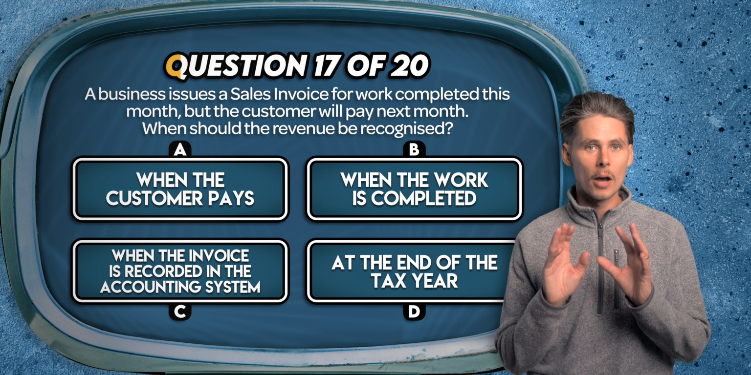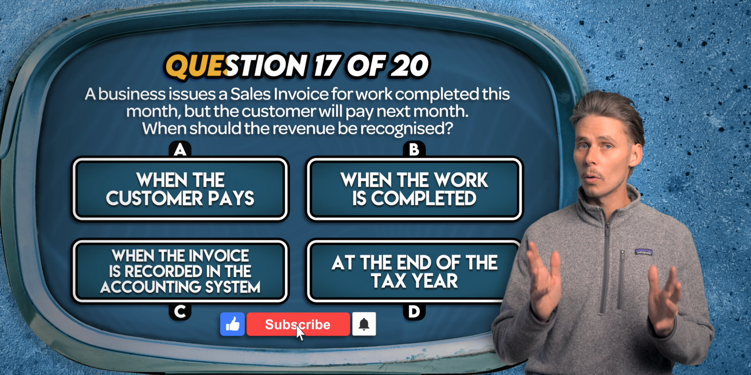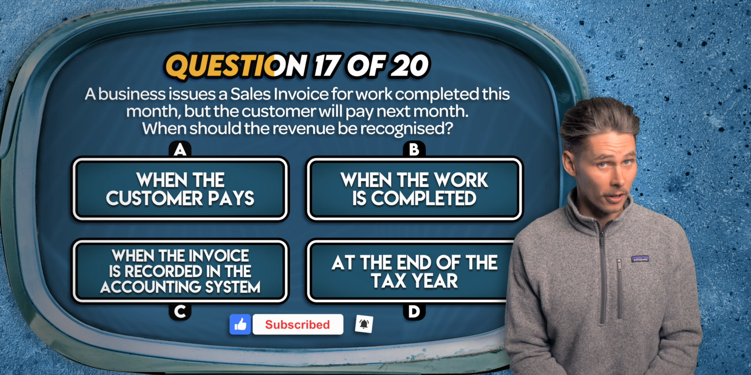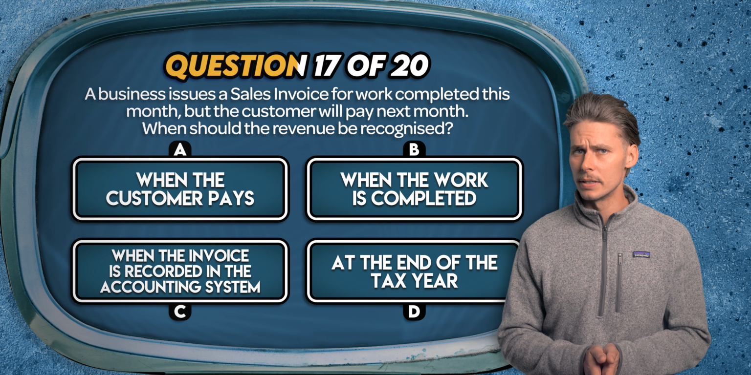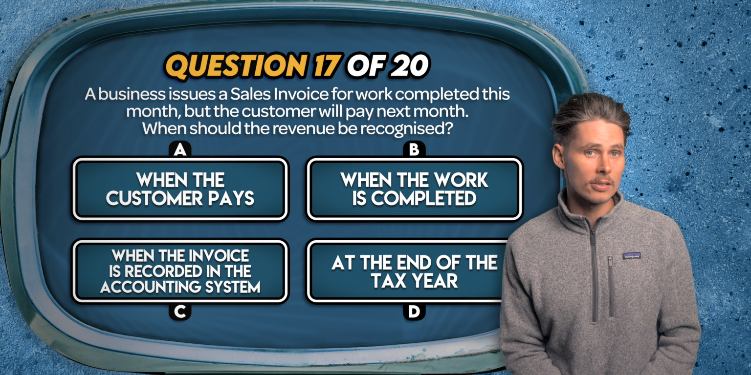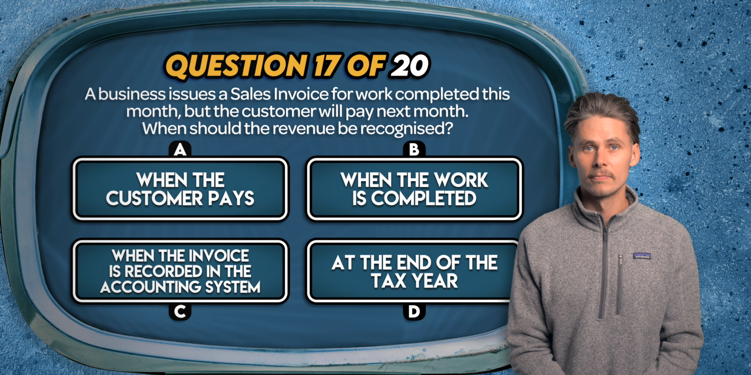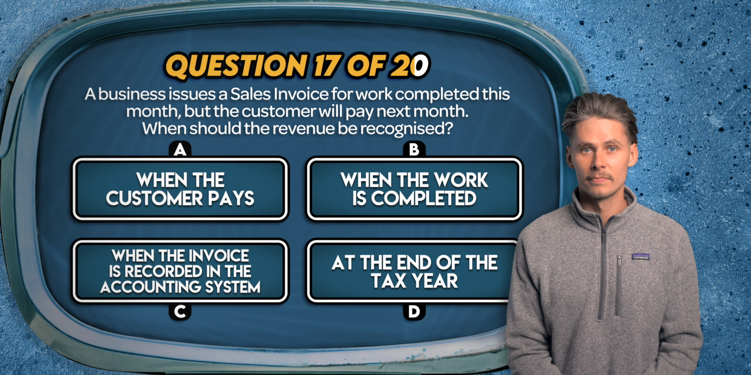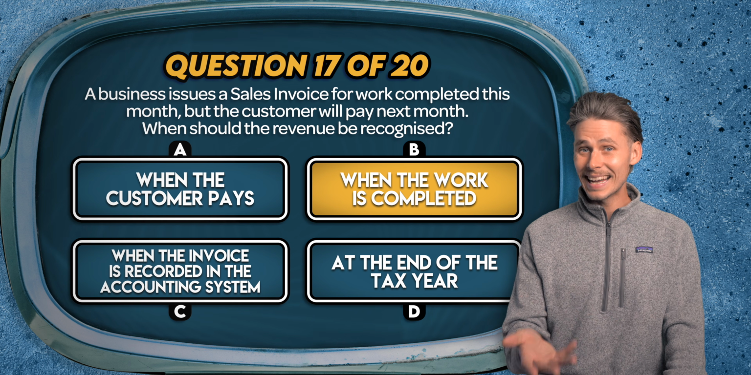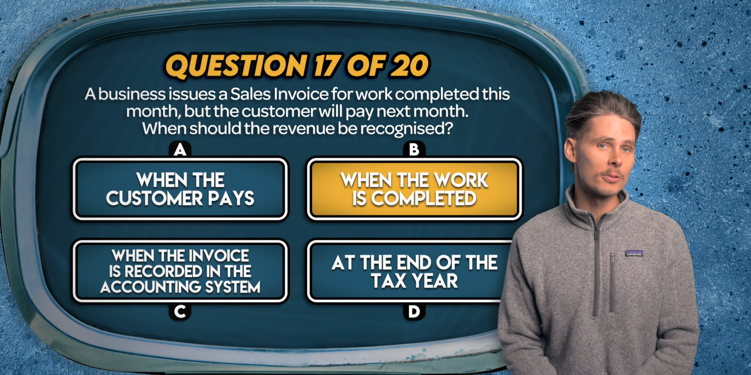Question 17. A business issues a sales invoice for work completed this month, but the customer will pay next month. Under accrual accounting, when should the revenue be recognized? Is it when the customer pays, when the work is completed, when the invoice is recorded in the accounting system, or is it at the end of the tax year? B again. In accrual accounting, revenue is recognized as it's earned, not when cash is received. This is called the revenue recognition principle.